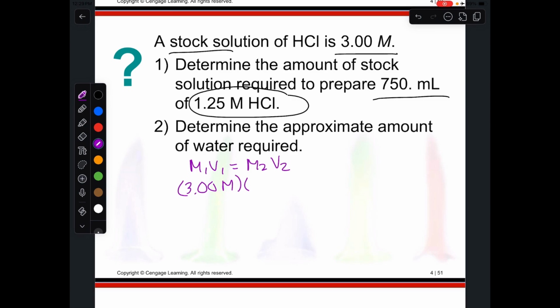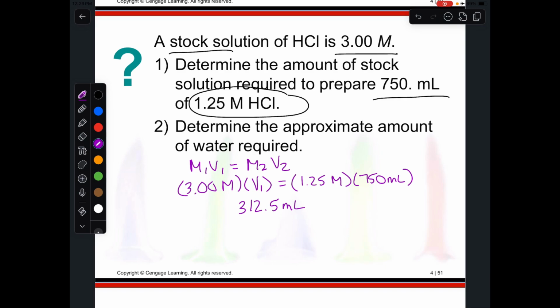So I know that my initial stock concentration is 3 molarity, and my initial volume is what I'm looking for. So I'm going to leave that as V. You can make that an X, but I usually like to keep it so that I remember what I'm looking for. And 1.25 molarity and 750 milliliters. So when I go ahead and calculate that, my V1 ends up being 312.5 milliliters.